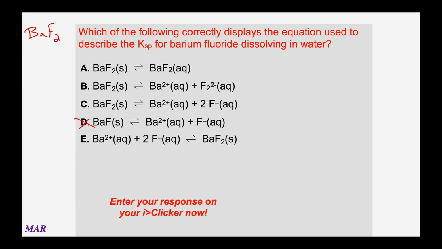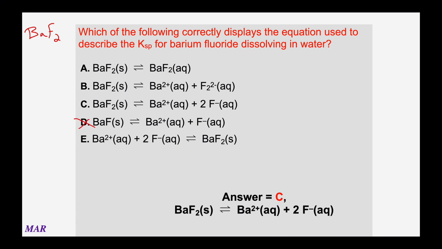So in these 5 possible answers, answer C is the one you want. It's got the solid on the reactant side. It has the ions that make it up on the product side. Fluoride is individual F minuses, so there's going to be 2 of them. You're good to go. Answer E is close, but reactants and products are reversed. That would be like 1 over Ksp, which might be interesting. But for a true Ksp expression, solid on the reactant side, ions that go into it on the product side.